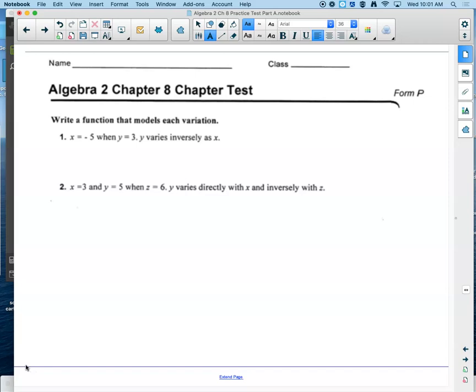So this says we're going to write a model, or a function that models each variation. And number one, x equals -5 when y equals 3. Y varies inversely as x. So help me out. What does varying inversely look like as an equation?